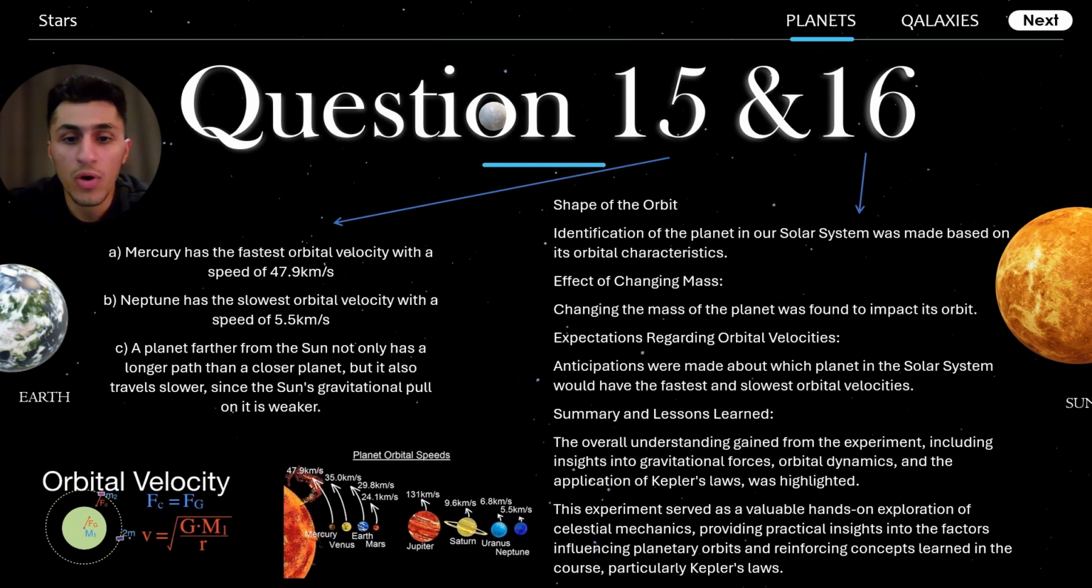And things I've learnt whilst completing this experiment: the shape of the orbits. Identification of planets in our solar system was made based on the orbital characteristics. Effect of changing mass. Changing the mass of the planet was found to impact its orbit. Expectations regarding orbital velocities. Anticipations were made about which planet of the solar system would have the fastest and slowest orbital velocities, as just discussed.